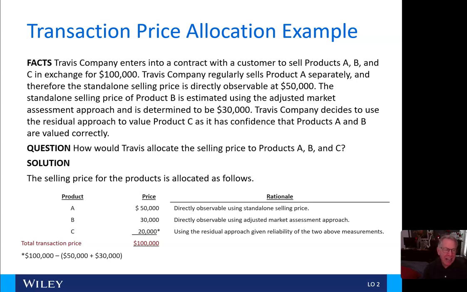Hi, everybody, and welcome back to video number 4 in chapter 17. And when we left off, we were looking at a transaction price allocation example.